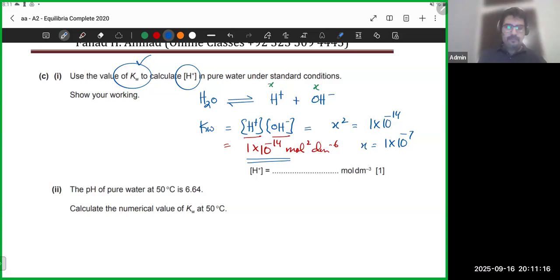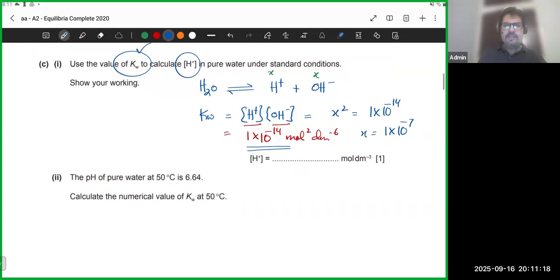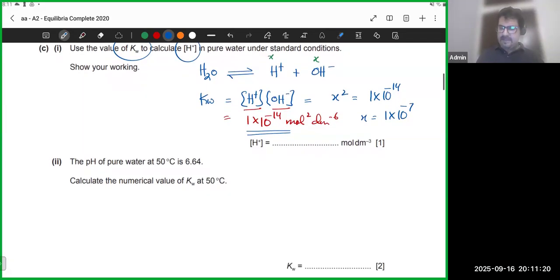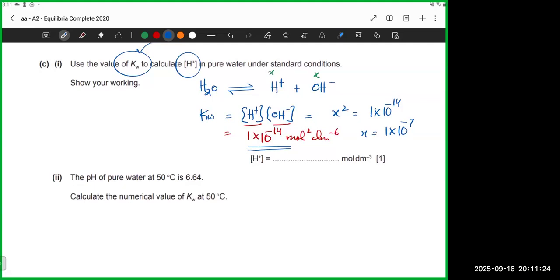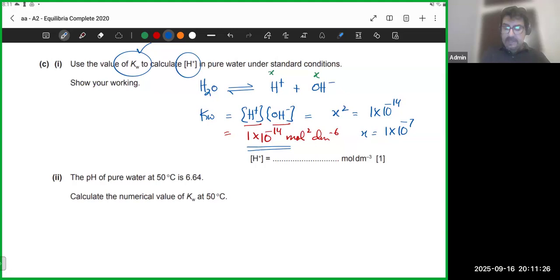But in the next one, this one is clear, everyone? Is this clear what Kw is? Yes. Yes, sir. Okay, now the next one.